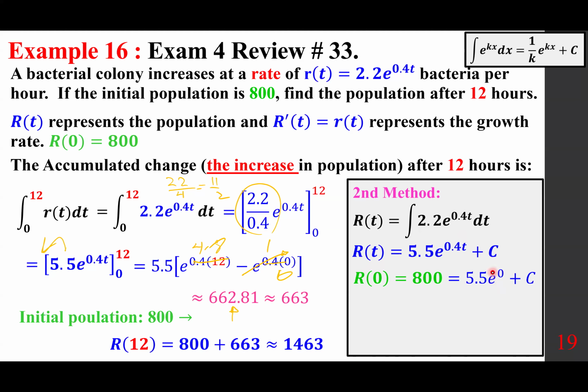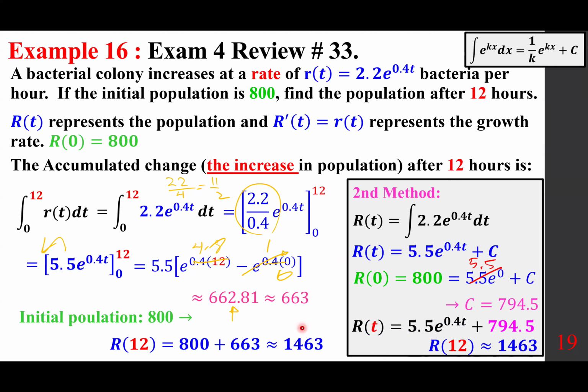So e to the power of 0 is 1. This is 5.5 plus what number? We get 800, 794.5. And that's the function. So what we have here is the general solution. With the help of an initial value, we get one solution. It's an initial value problem. And after 12 hours, replace the t with 12, it will give you the same answer.